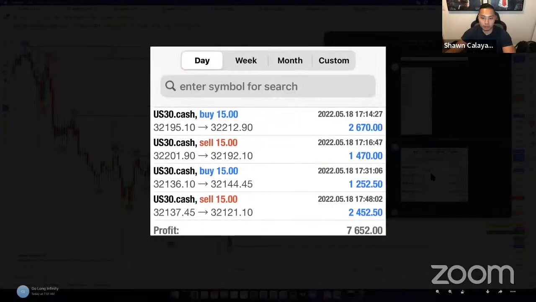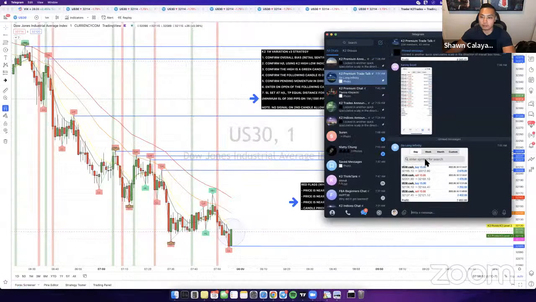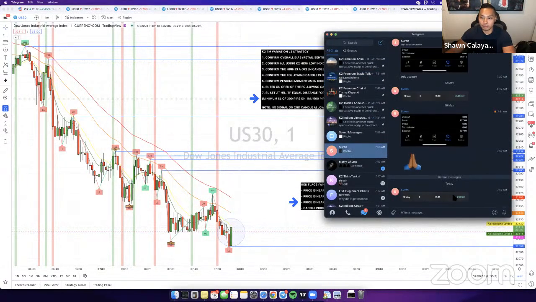Some more profits here from Narith. Narith actually took a sell right there, locked in a total of 2,452, for a total profit of 7,652 for the day. Nice work, Narith. Surin over here locked in a total of 991 euros. Nice work, Surin.